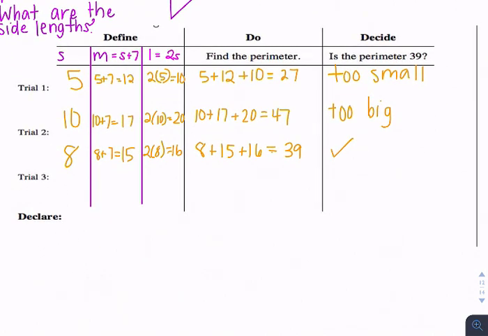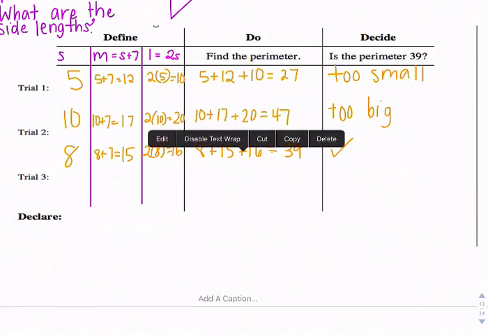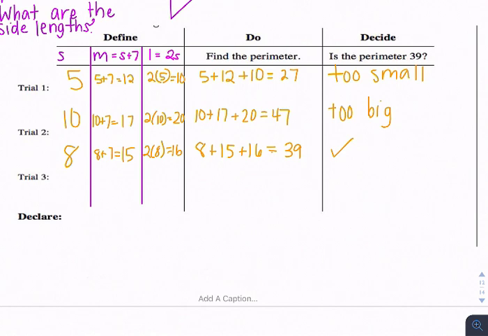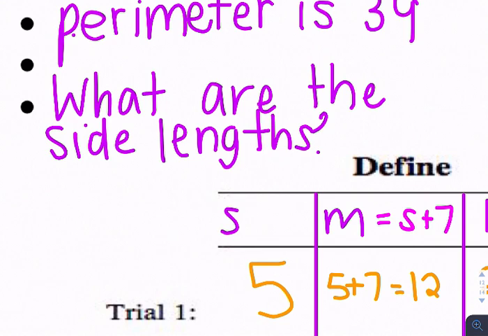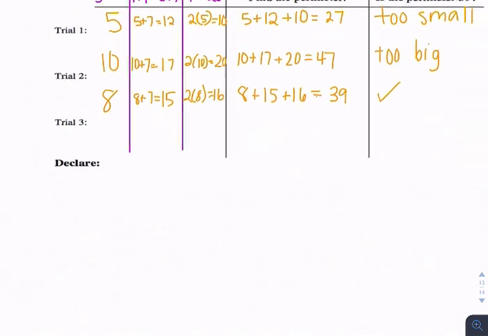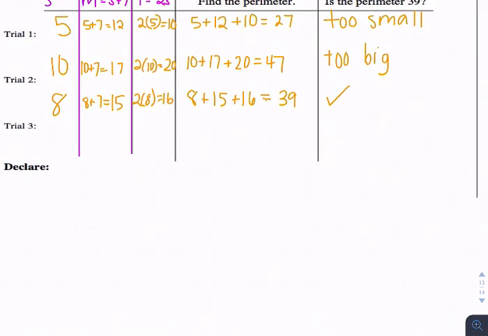All right, and the last part of the 5D process is to declare. So this is where you're writing your answer, and you're writing that answer in a complete sentence. And the answer should be written in a complete sentence, and it should answer every part of the problem. So my question is, what are the side lengths? So that means I need to give the small, the medium, and the large side length. Now you don't have to make this super wordy. You can just answer the question, but it should be in a complete sentence.